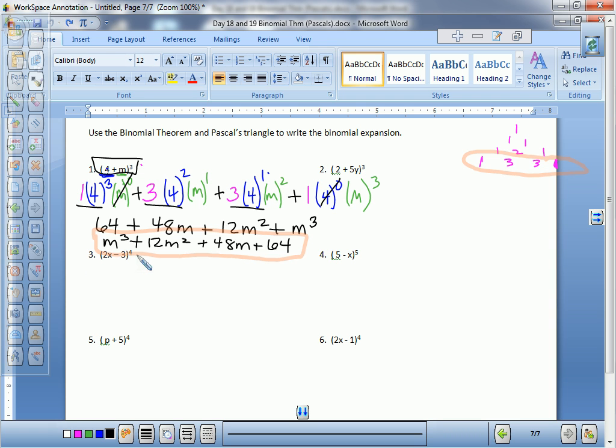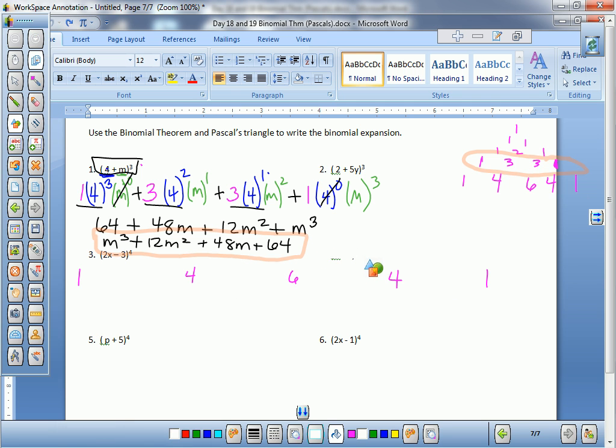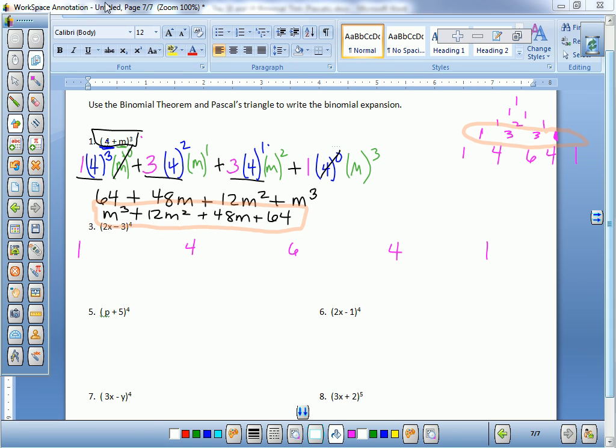Let's skip to number 3 because it's a different power. Okay, this is a 4th power, so I need to take my triangle and make one more row. 1, 4, 6, 4, 1. So that's where I start. I'm just going to cover up these other problems for right now. I take up a lot of space when I write up on the board.